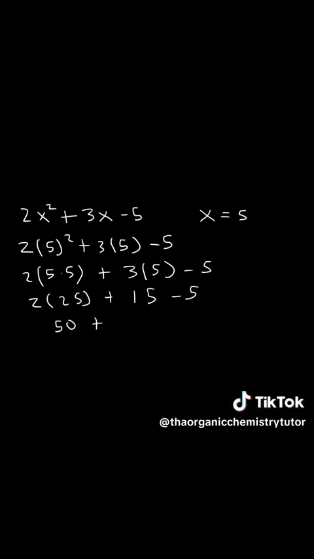So we have 50 plus 15 minus 5. 50 plus 15 is 65, and 65 minus 5 is 60. And so that's the final answer in this example.